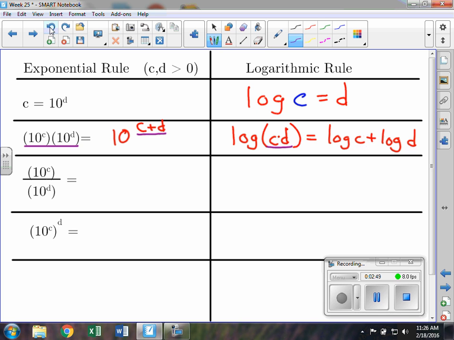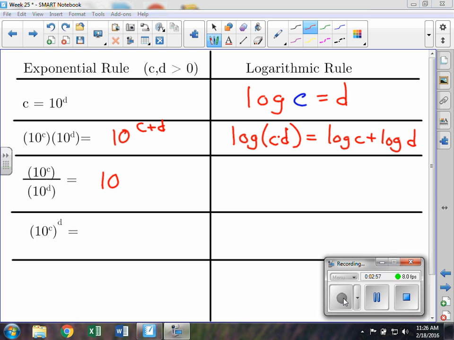Continuing to the third line. How did we handle a quotient? We had the shortcut of subtracting. Well, it's no different when we have our logarithms. If we have a quotient, the shortcut is the same. You subtract. So it is the log of c subtract the log of d.